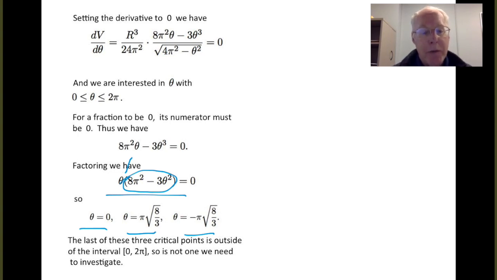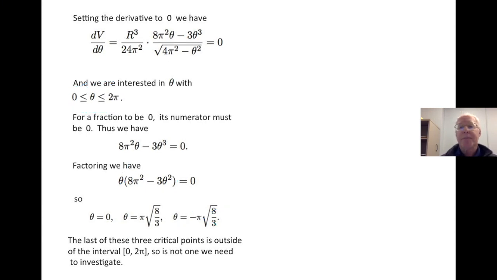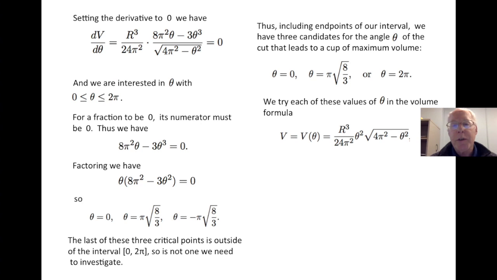Okay. Now remember, we're working on the interval from 0 to pi. So any theta outside that interval is one we need not consider. And that means we can throw out the negative potential critical point. So we have these two critical points, one of which happens to be an endpoint. And there's one more endpoint. So including our endpoints, we see we have 3 candidates for the angle theta of the cut that leads to a cup of maximal volume. So theta is the angle of the cut, and that will lead to a cup of a certain volume.